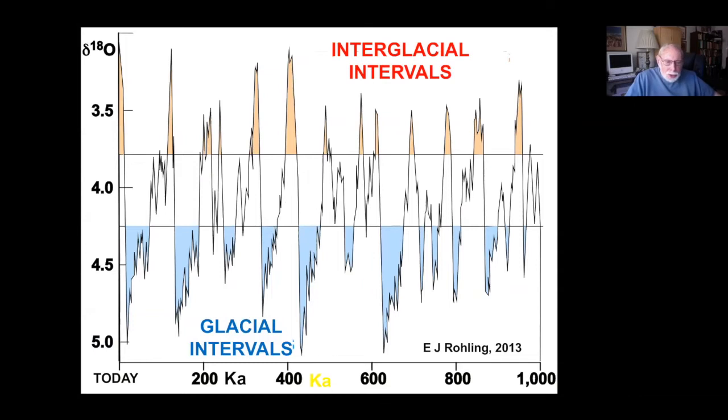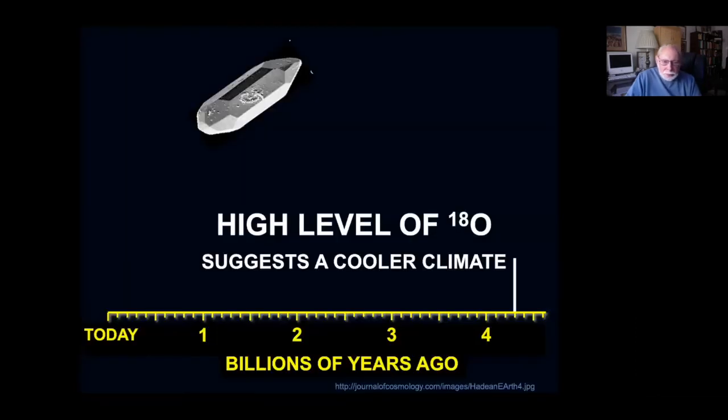And this is used as a geological thermometer for identifying the water temperatures during the glacial and interglacial intervals of the ocean as we move into the Pleistocene. So a high level of oxygen 18 suggests a somewhat cooler climate. And that runs sort of counter to a lot of the other thinking about the character of that early Earth.